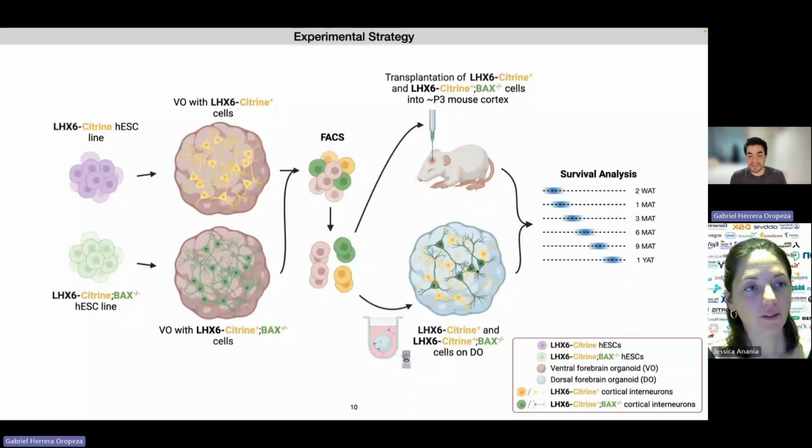If it's happening at all, because we were not sure if this process is actually happening in human cells. Yeah, no, very interesting.